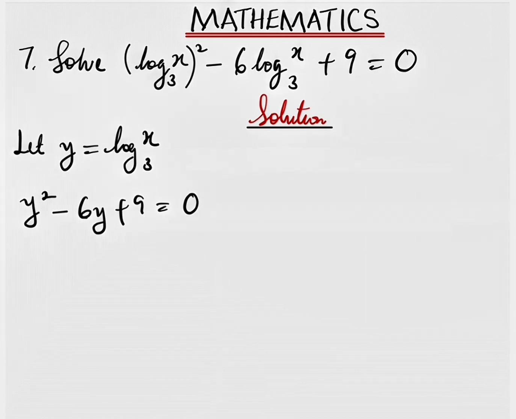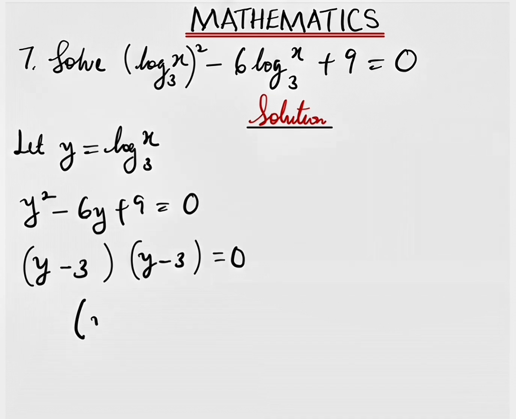So what do we do with the two terms? We open two parentheses, and in each we input the variable y and the two terms, which are negative 3 and negative 3. From here we see a repetition of y minus 3. So we can write this as y minus 3 all squared equal to 0.